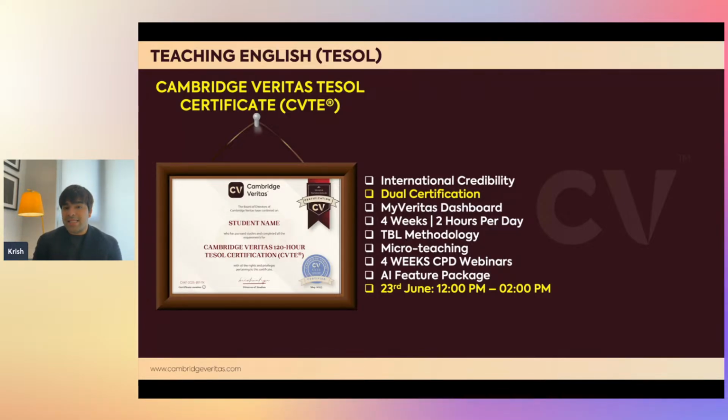The next TESOL certificate on Cambridge Veritas is starting. The next batch is starting on 23rd of June. There are 2 other batches before it, 26th of May and I think it was first Monday of June, that have closed. Applications are on for the next batch on 23rd of June, which takes place in the afternoon, 12 p.m. to 2 p.m. So if you want to be a certified English language trainer, everybody's going to ask you for the credibility, and you're going to be considered a credible teacher.